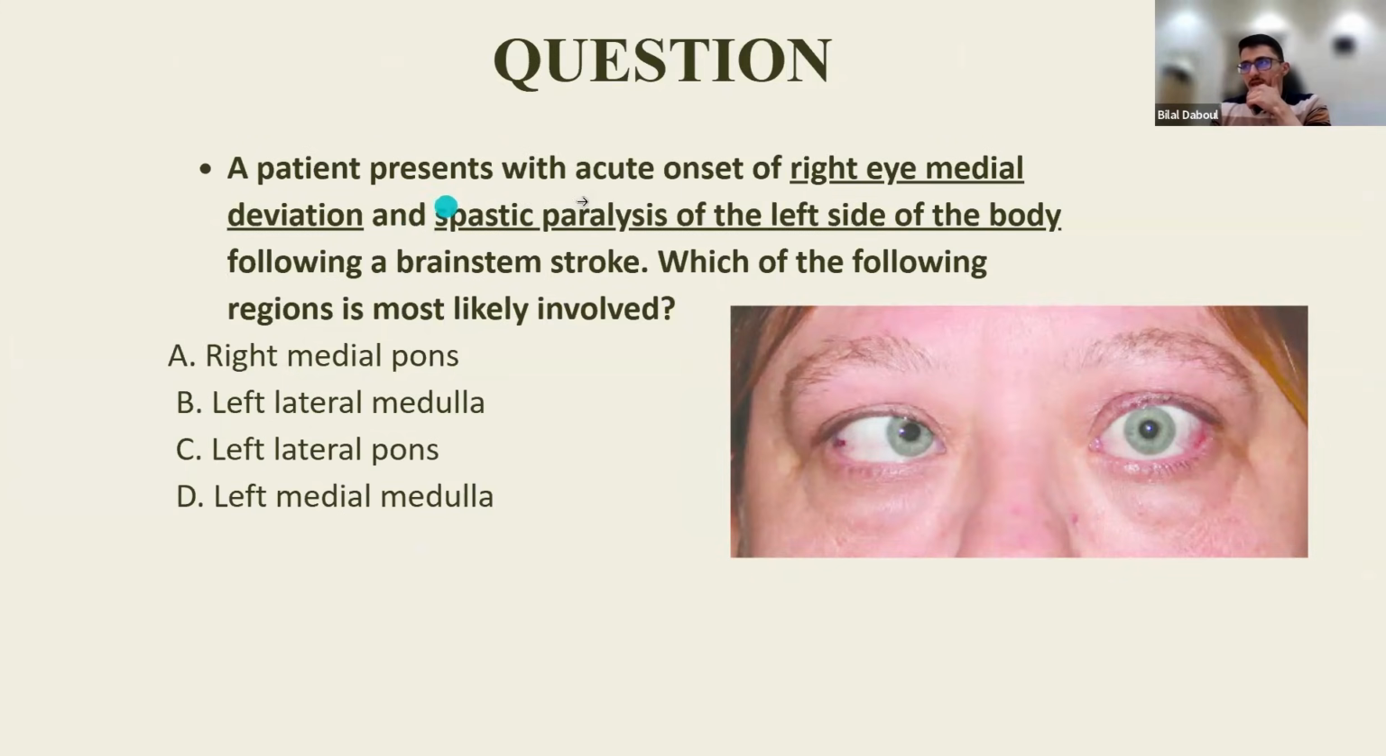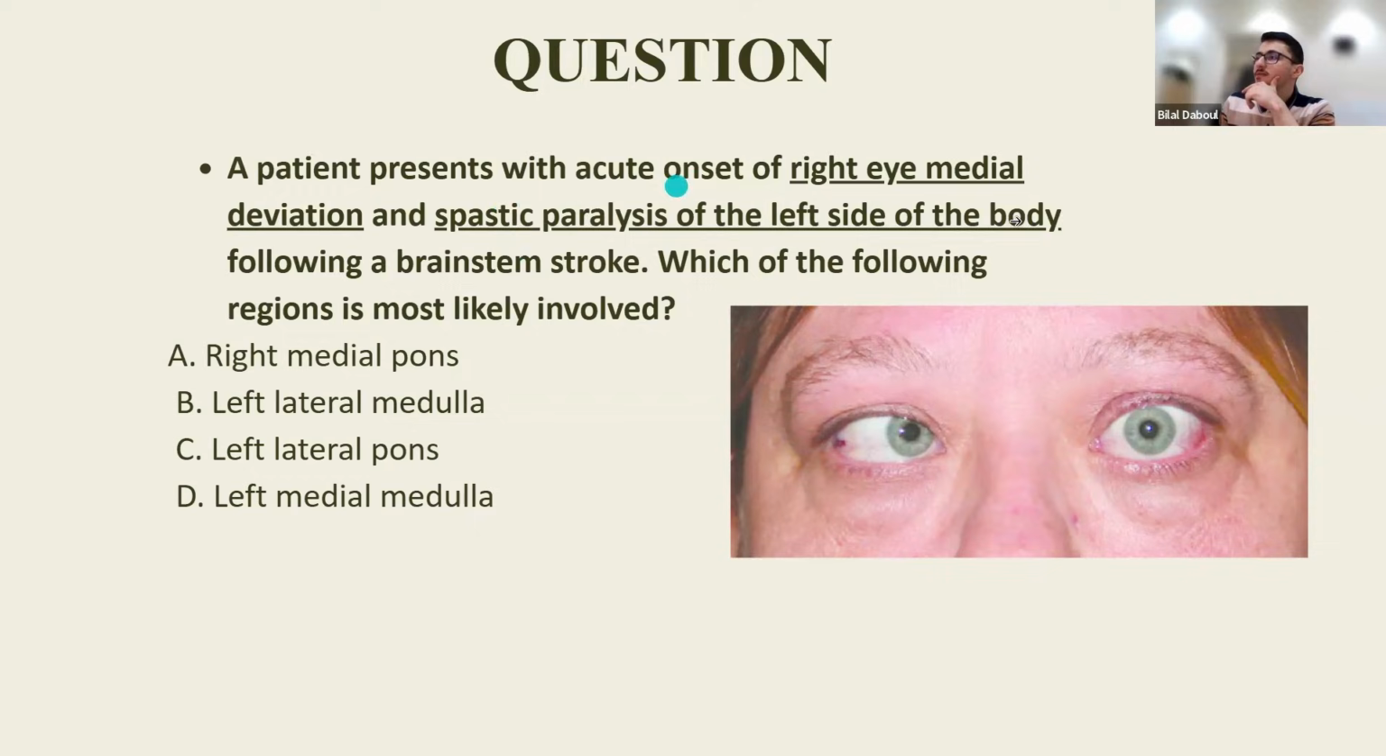A patient presents with acute onset of right eye medial deviation. Okay, so that's right medial strabismus, secondary to what? Think. Right eye medial deviation. It's actually secondary to paralysis of the lateral rectus muscle. Okay, so this is an abducent nerve lesion. So I can immediately localize the lesion to the pons, because the abducent arises from the pons, okay? And its nucleus lies within the pons also.